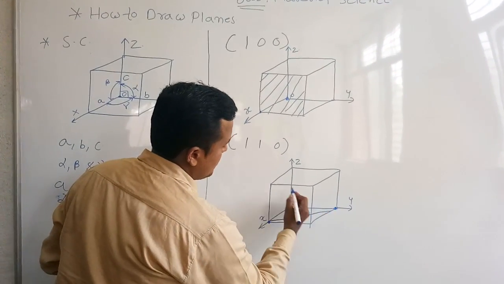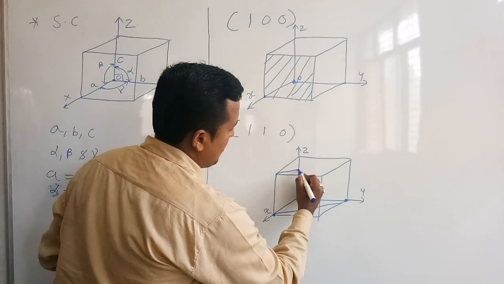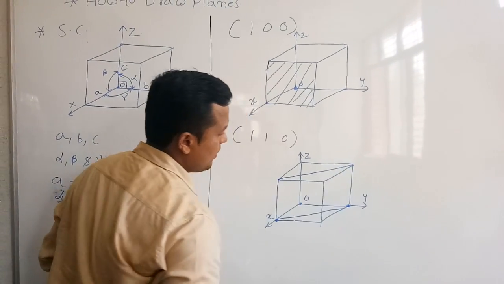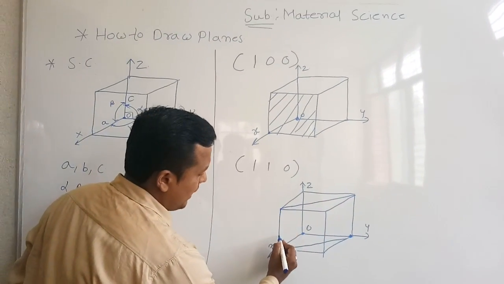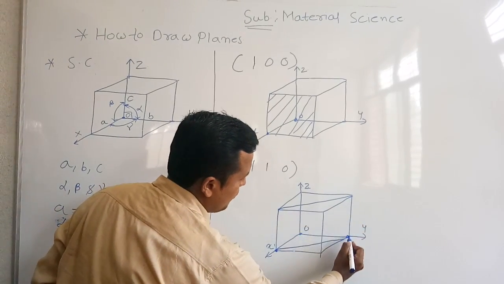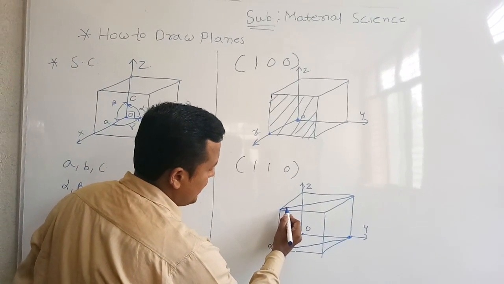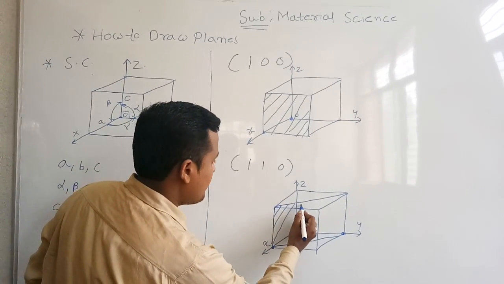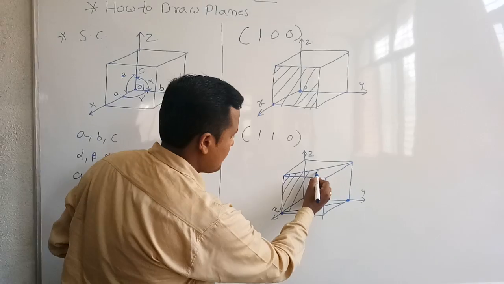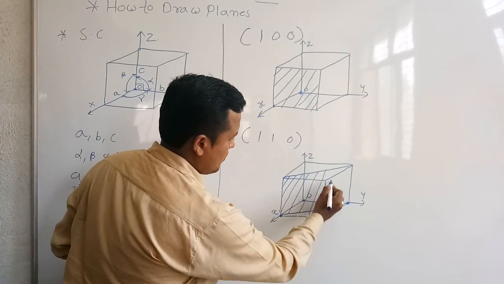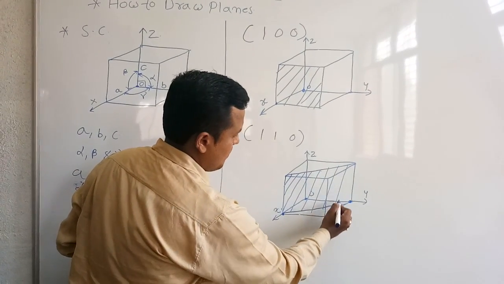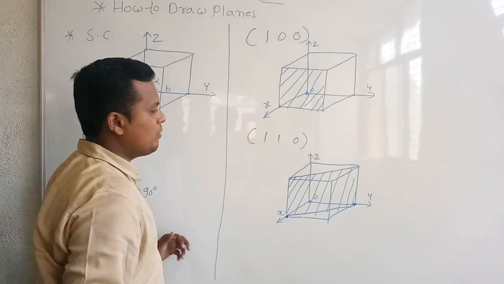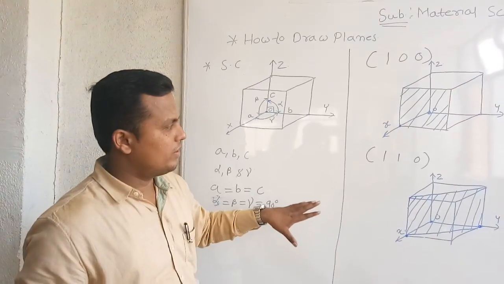So this is your line. Make the parallel line in the opposite face. Then this whole rectangle is nothing but your 1 1 0 plane, indicated by hatch lines. So this is nothing but your 1 1 0 plane.